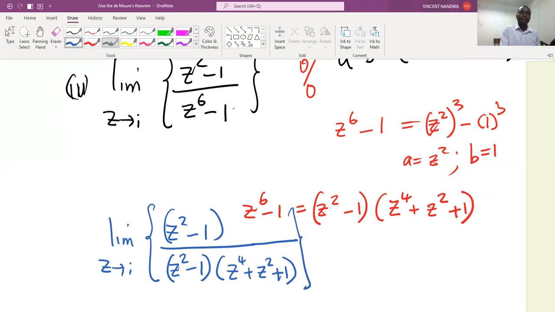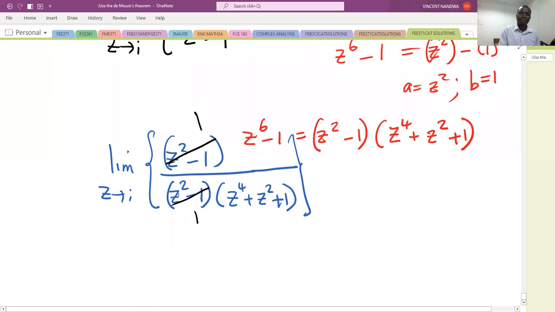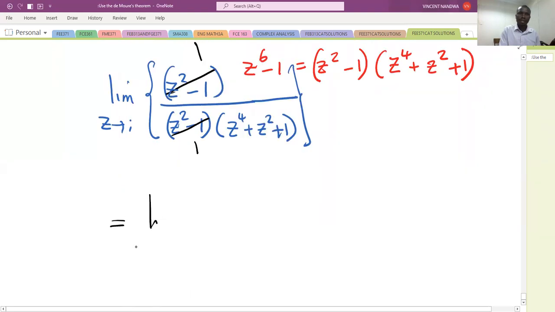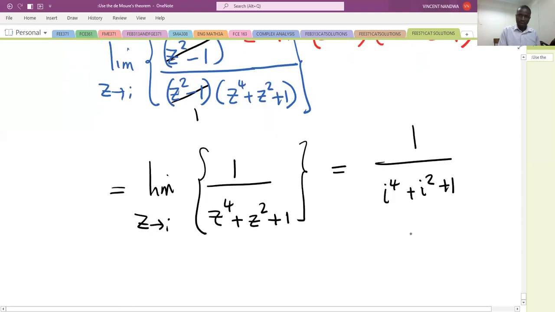So with this, I cancel this and this one here, so that I get the limit as z approaches i of 1 over z power 4 plus z squared, then plus 1. Direct substitution will give me 1 over i power 4 plus i squared plus 1. Now i power 4 is 1, i squared is minus 1, then plus 1. This will give me 1 as my final solution.